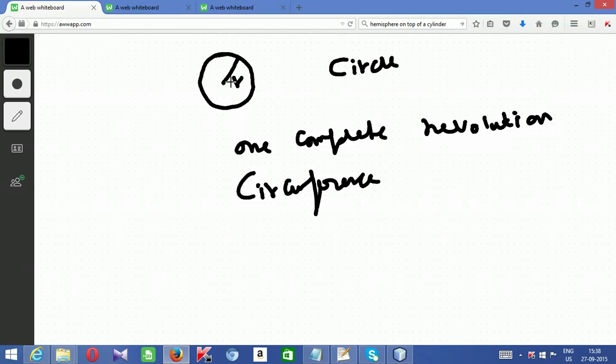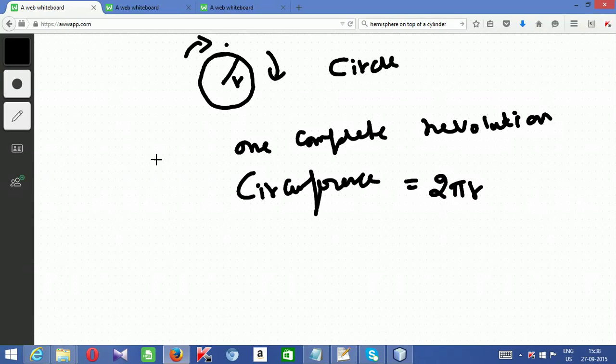Why? Circumference is the outer portion. So if the wheel rotates, suppose you have a point on the wheel, it rotates and comes to the same point, one complete revolution has been completed, and the distance covered is nothing but the circumference of the circle. We know that the circumference of the circle is equal to 2 pi r.